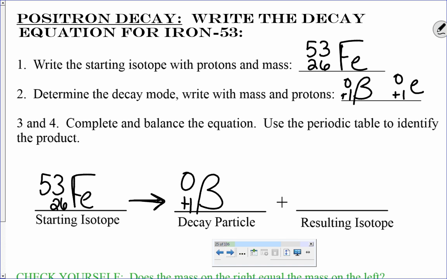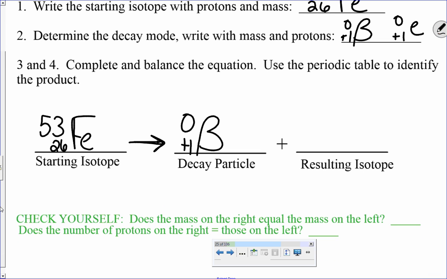positron. And solve for what our resulting isotope will be. Positrons have negligible mass, just like beta particles, so our mass on top is going to remain 53. On the bottom, we had 26 protons. We're actually turning a proton into a neutron here. So this is 26 equals positive 1 plus x. In other words, x here equals 25. So we do 26 minus 1, and we end up with 25 protons.